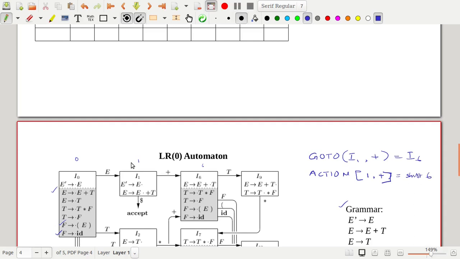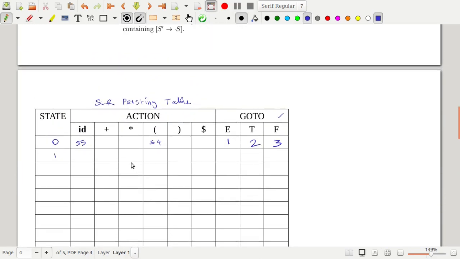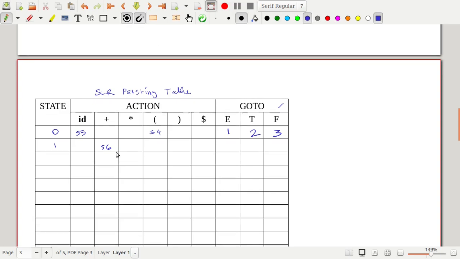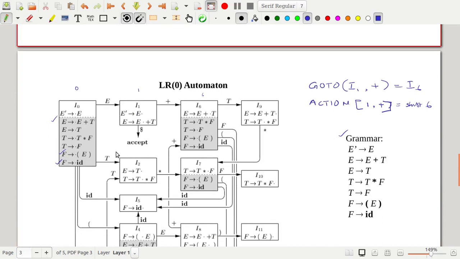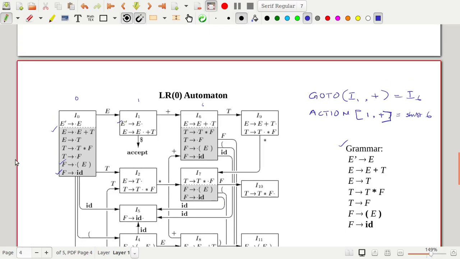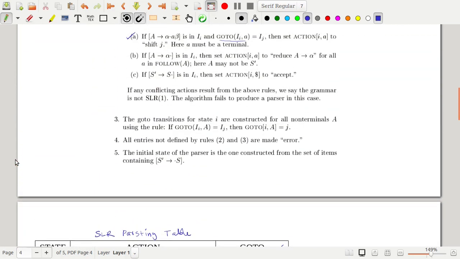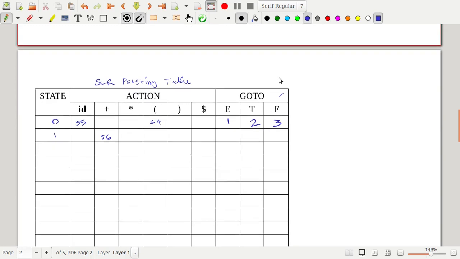Shift 6, so we can write S6 here. 1 plus, S6. Then there are no other terminals after dot, but in this production, the first one, E dash gives E dot, corresponds to this step. If we have S dash gives S dot in Ii, then set action of i comma dollar to accept. അപ്പോൾ ആ ഒരു പ്രൊസീജിയർ ഫോളോ ചെയ്തിട്ട് ഇവിടെ എന്ത് ചെയ്യാം?